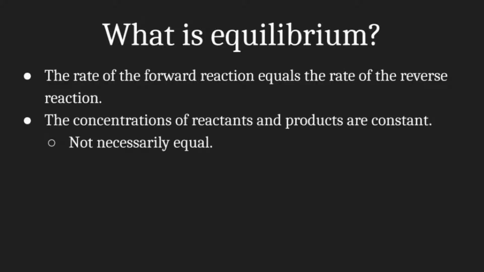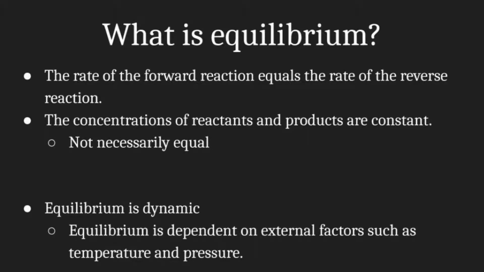Since the rates are the same, the amount of reactants and products will stay constant. The amount of reactants won't change, and the amount of products won't change. Keep in mind that these are not necessarily equal, just that they are constant. And equilibrium is dynamic. Equilibrium is dependent on external factors such as temperature and pressure. So at different temperatures, we might get a different ratio of products to reactants.